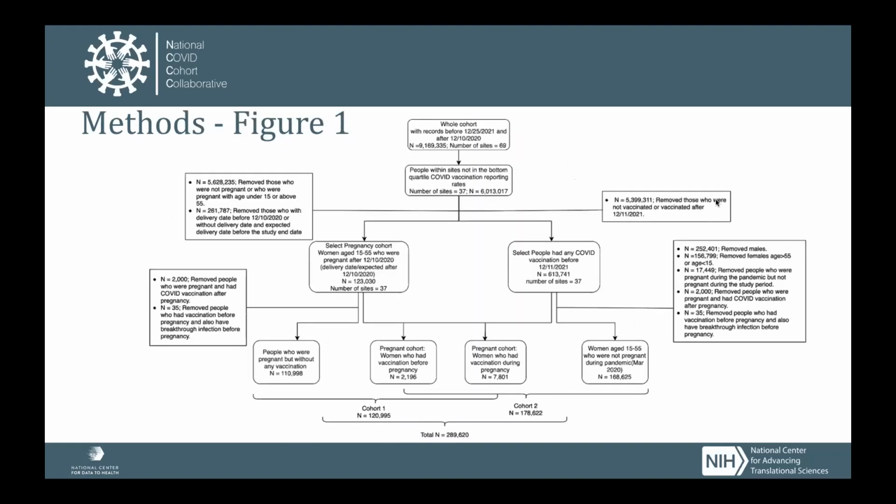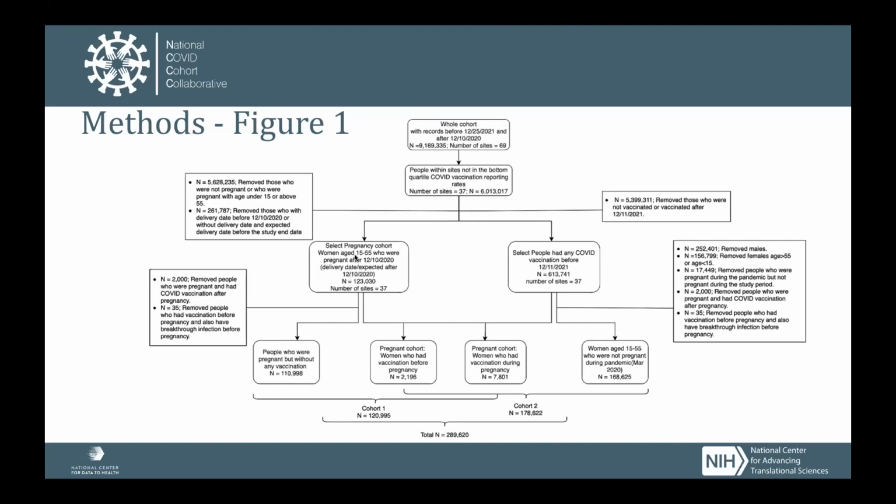So this figure shows the details of how we constructed our cohort. I won't go through all the details line by line, just show the basic methods that we use. The first one is to filter the people who have records during our study period, and then people who are within sites that are above the bottom quartile of COVID vaccination proportion.